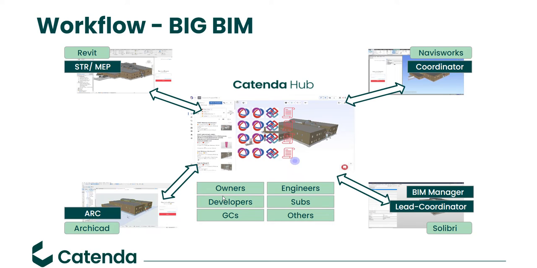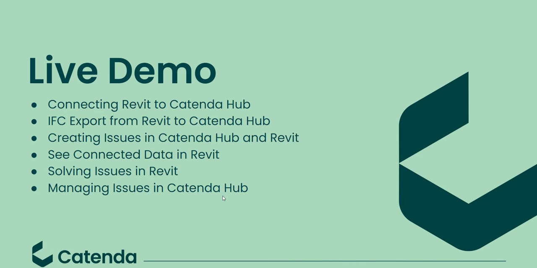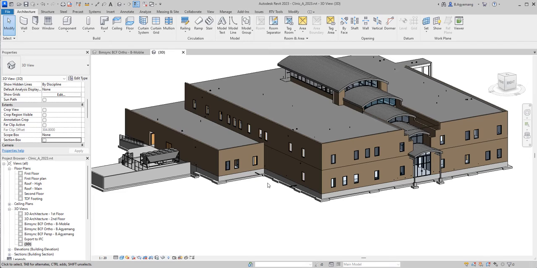So that's it for the two workflows. Now let's have a look at Catenda Hub in connection with Revit and see how these real-life use cases could be solved in a very easy and innovative way. And now we are in Revit. You can see this demo project that is also populated on the Catenda Hub platform that we will get to see in a bit.